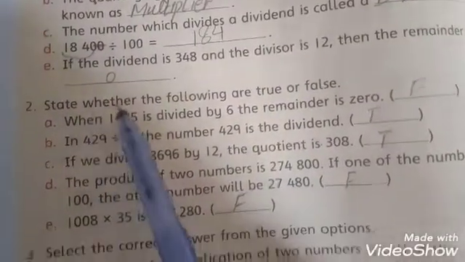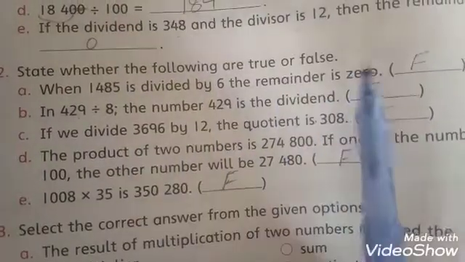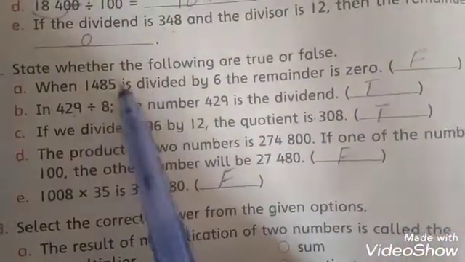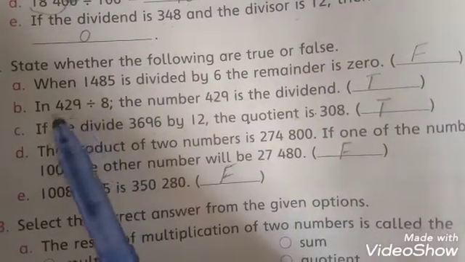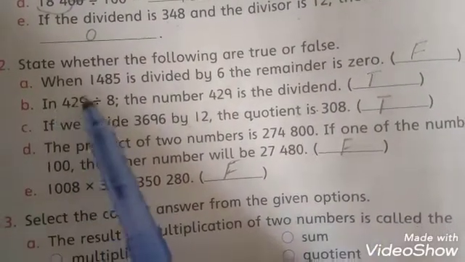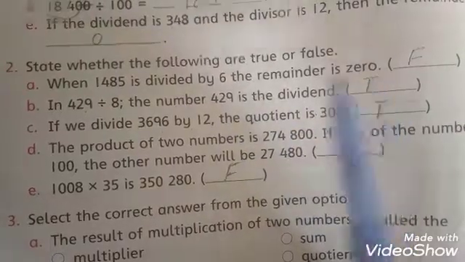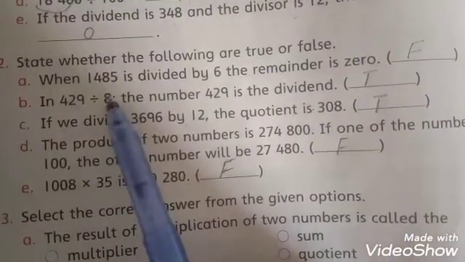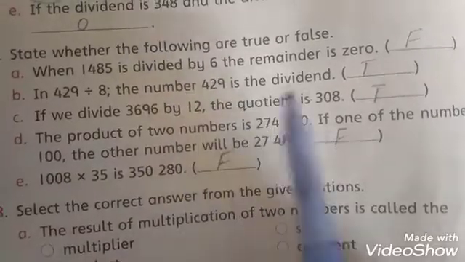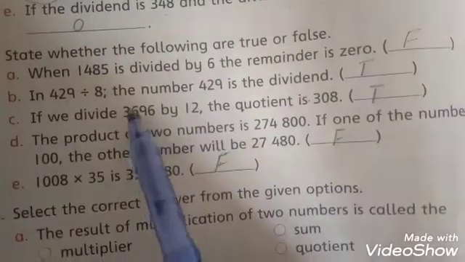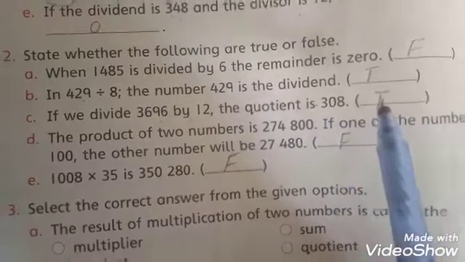Question number 2, true or false. When this number is divided by 6, the remainder is 0. False. When we divide this number, the remainder will not be 0. In 429 divided by 8, the number 429 is the dividend. True. The first value is called the dividend and the second one is the divisor. If we divide this number by 12, the quotient is 308. When we divide this number by 12, we get the answer 308. So this one is true.